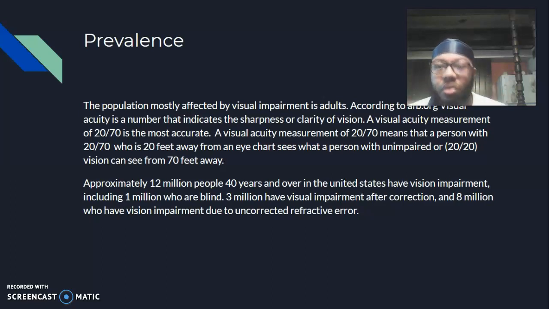The letters are really big on the third line. Approximately 12 million people 40 years and over in the United States have vision impairment, including 1 million who are blind, 3 million who have visual impairment after correction, and 8 million who have vision impairment due to uncorrected refractive error.